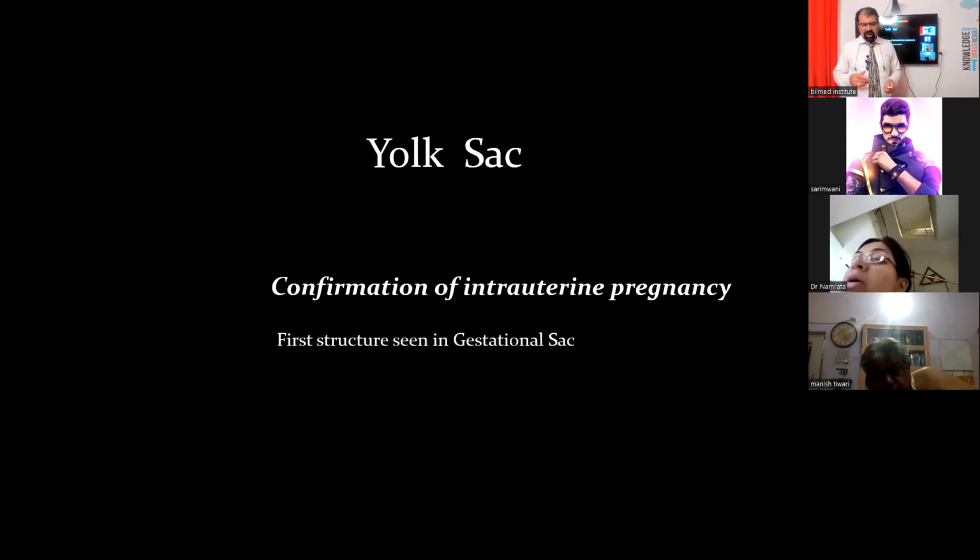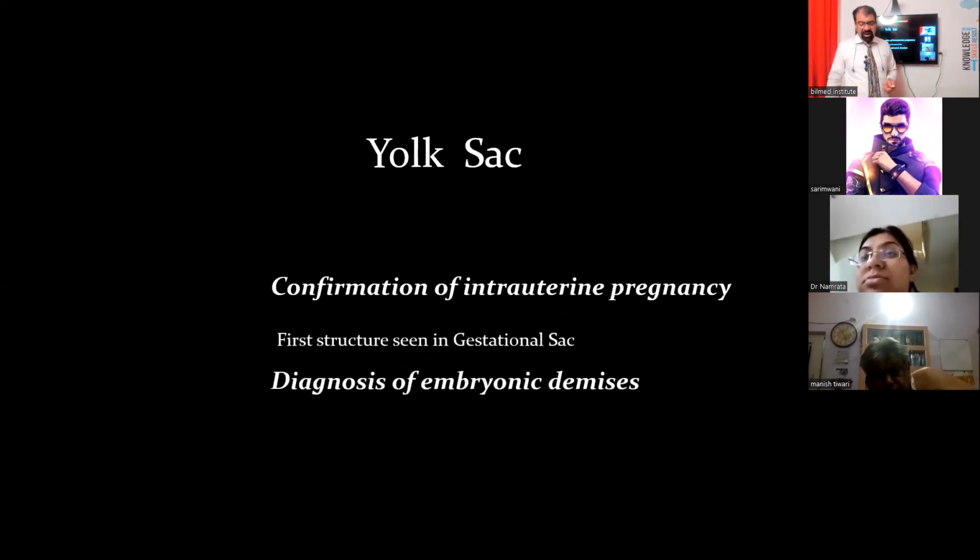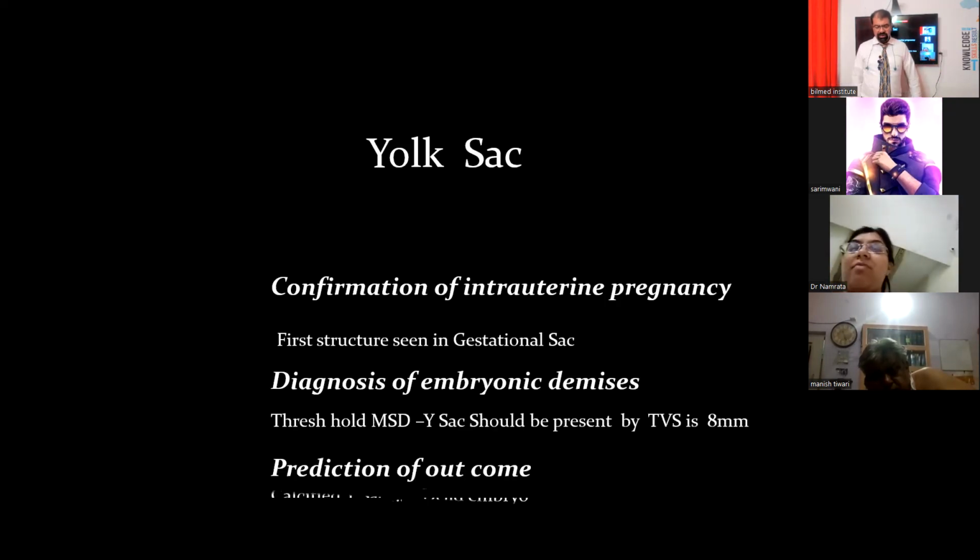So, as already said, it is the first structure, and at times it diagnoses the embryonic demise. How? If you are dealing with a very abnormal yolk sac, and what is abnormal, we will come to that, it means that you are dealing with a dead fetus. In 99.9% of cases, the fetus will not have fetal cardiac activity. So this is the yolk sac's importance.